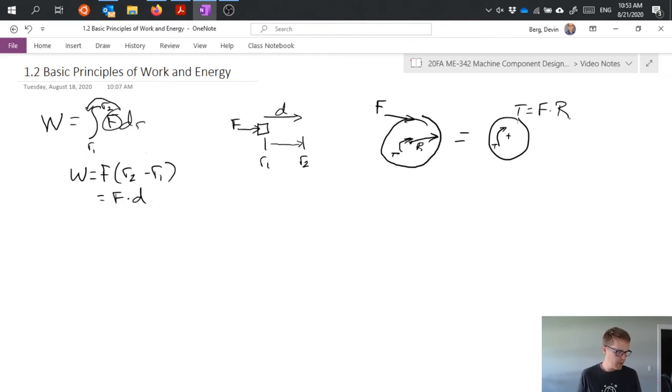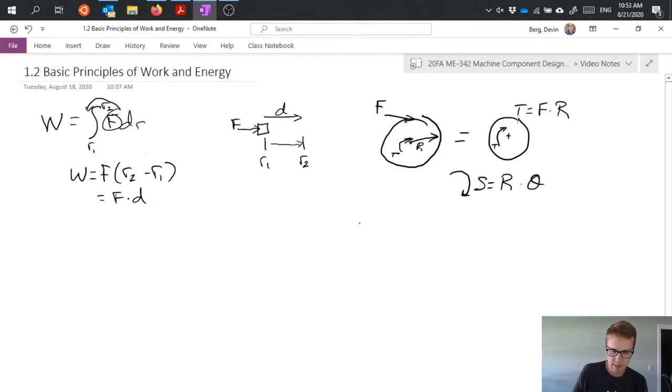Now, if the point where I apply this force, say at the top here, is rotating around the circle, that point is moving through what we call arc length, which is the same thing as R theta. So arc length, or arc position S, is the same as a rotation around a circle by some angle theta, if that circle has a radius R.